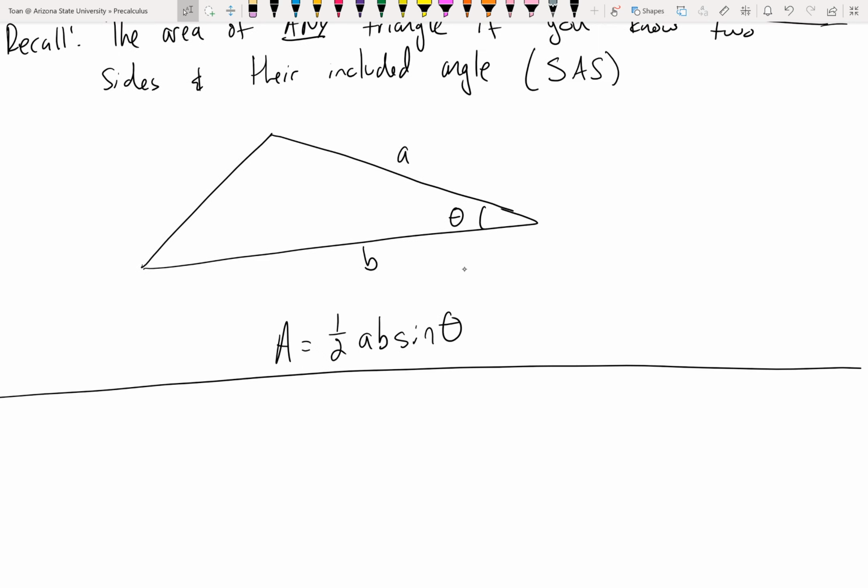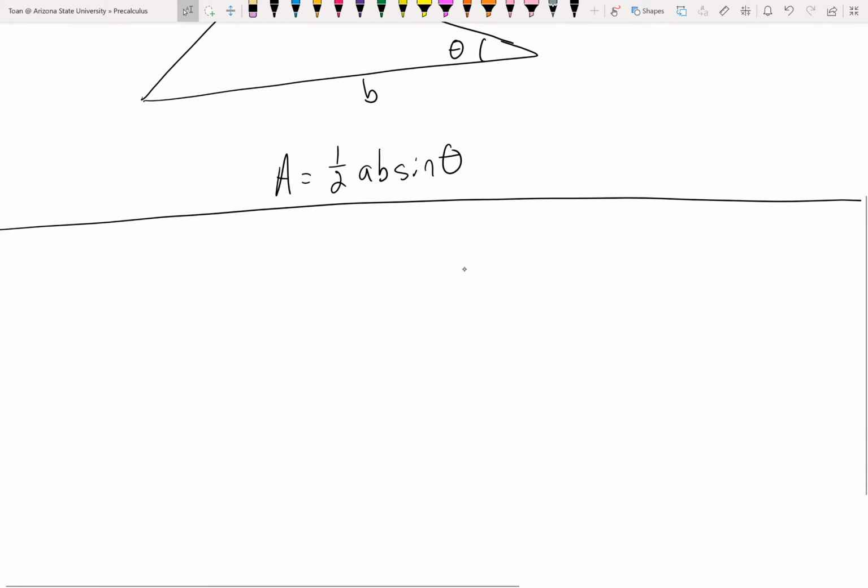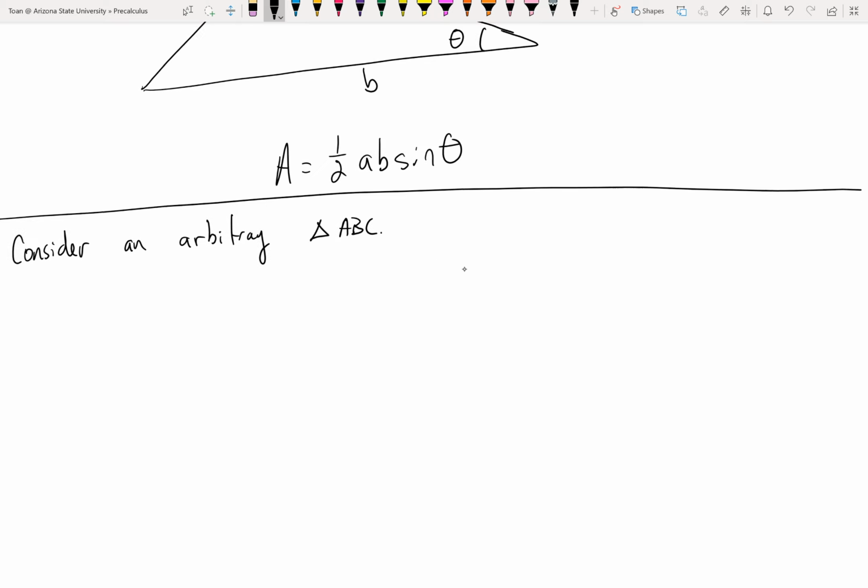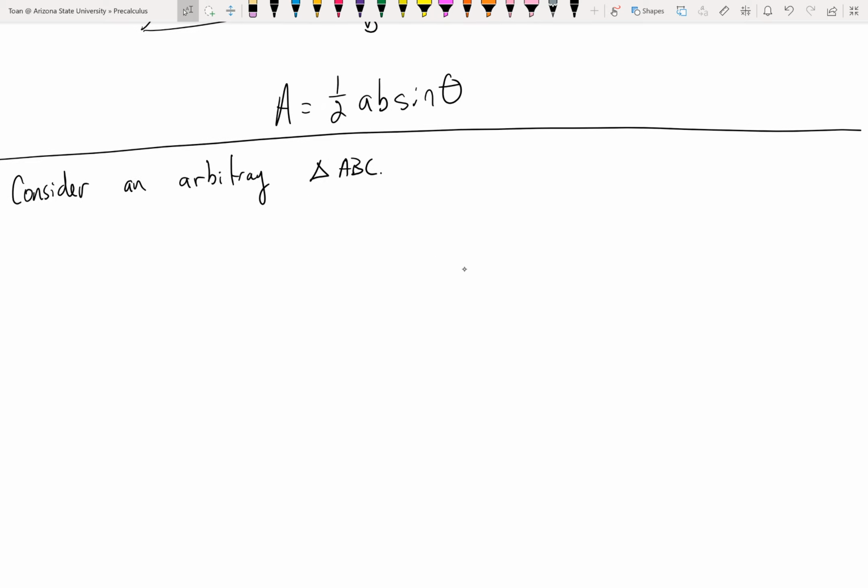Now, when we develop this, what we choose as theta is completely arbitrary. As long as you have the angle within a triangle and you have its adjacent sides, you should be able to find the area of any triangle that I give you. So let's see what type of formulas we get when we take a look at the other angles. So consider an arbitrary triangle ABC. Arbitrary means there's nothing special about it. It's not a special situation. It's a general case, just a random triangle ABC.